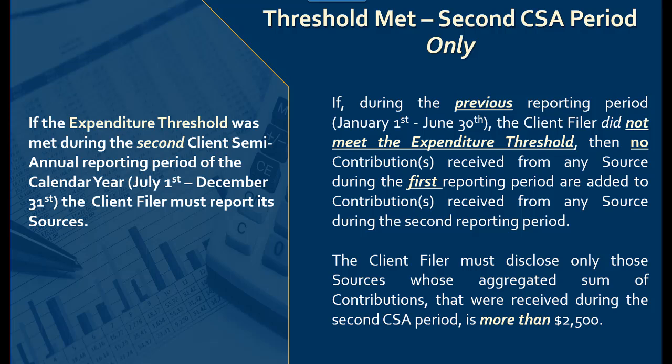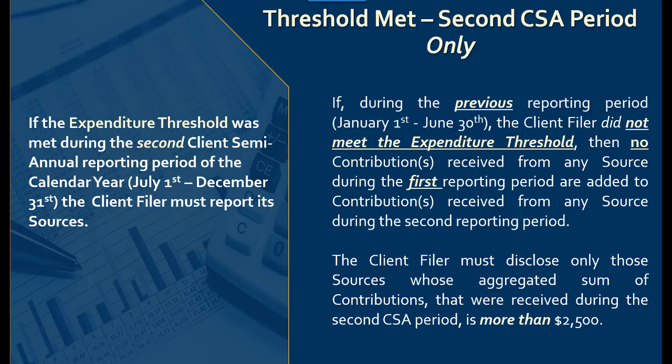This slide relates to the second CSA reporting period that runs from July through December and covers the scenario when you have met the expenditure threshold only for the second CSA reporting period, but not the first.